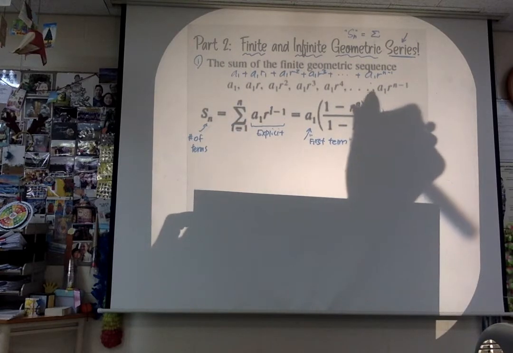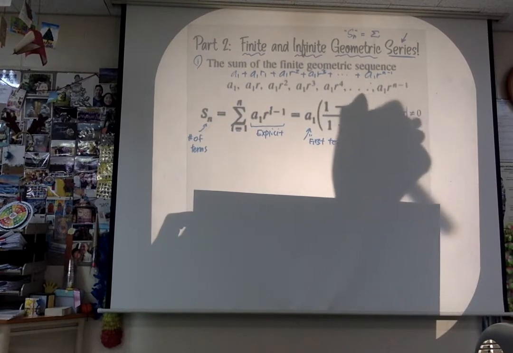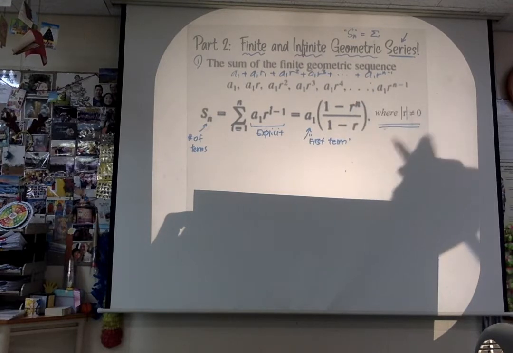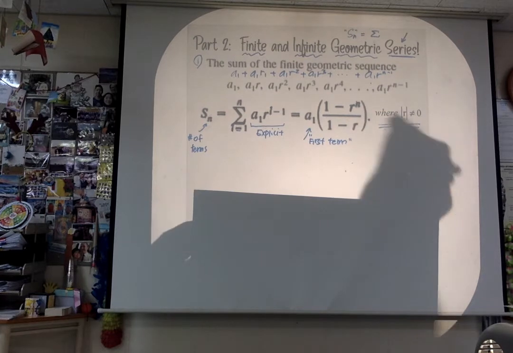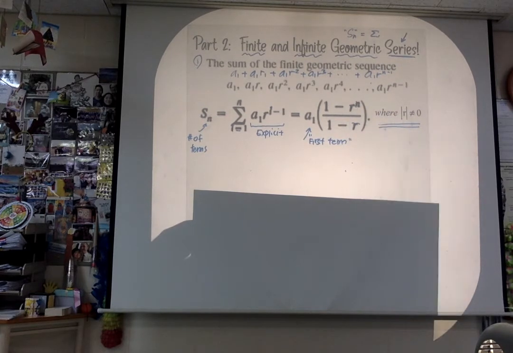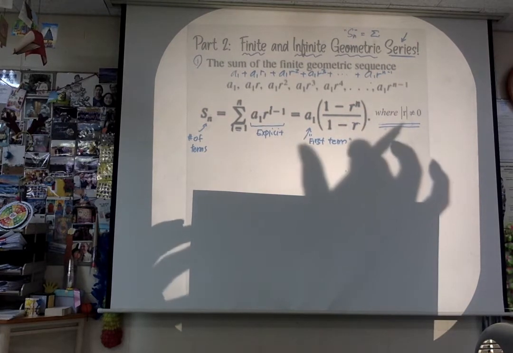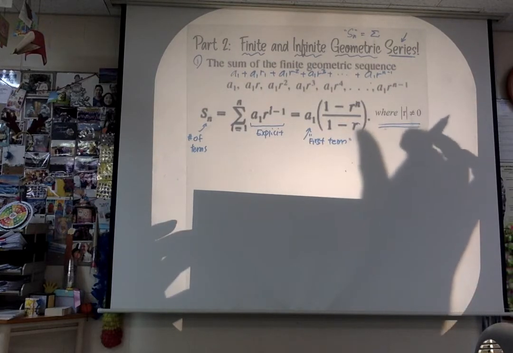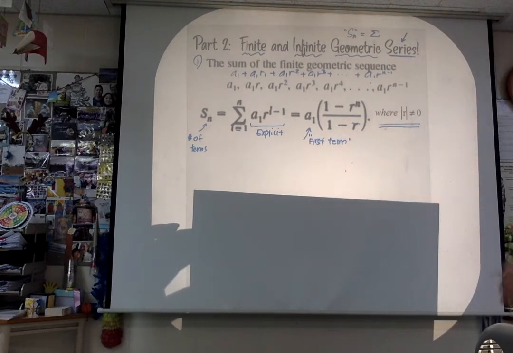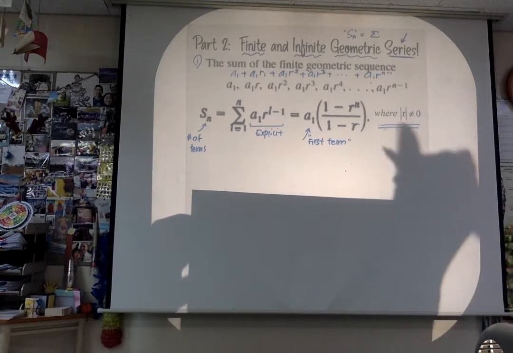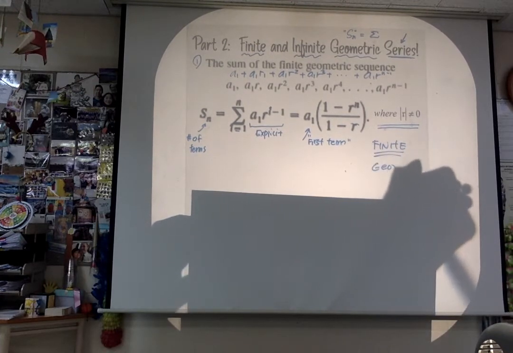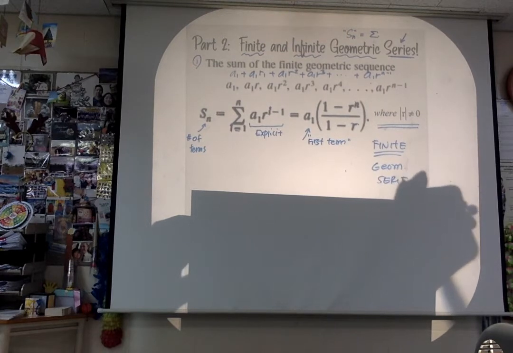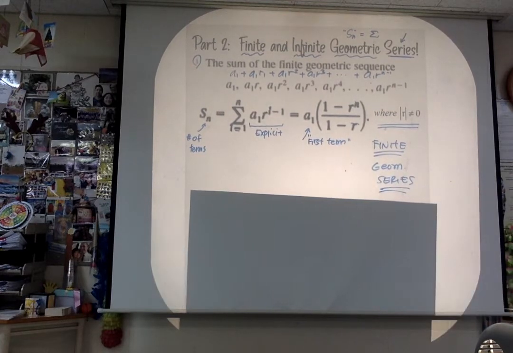First term, and this is your common ratio here, 1 minus the common ratio to the nth power, which means the number of terms, okay? Once again, number of terms, over 1 minus the common ratio. So everything sums up just nicely to this, as long as the absolute value of the common ratio is not equal to 1. This is again for a finite geometric series. Okay, finite.